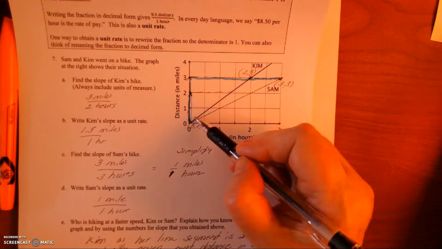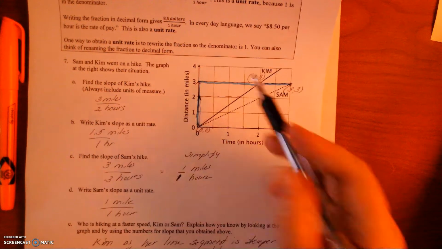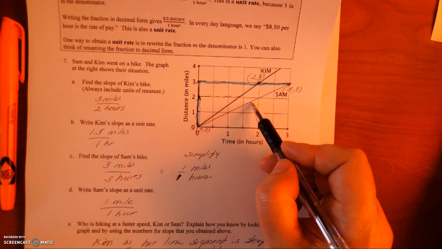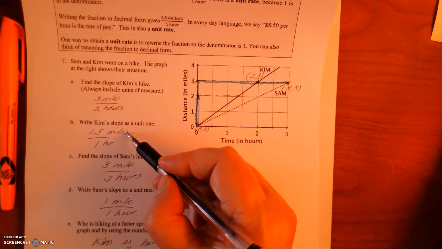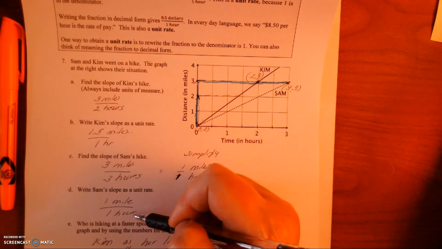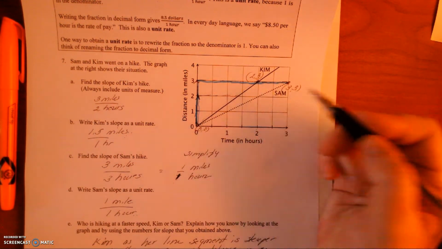Okay, so this one's steeper and she went 1.5 miles per hour. His wasn't as steep, so he went 1 mile per hour. And notice this one is a higher number on top, and these are the same. So that's how you know this one goes a little bit higher. Okay? Thanks for listening.